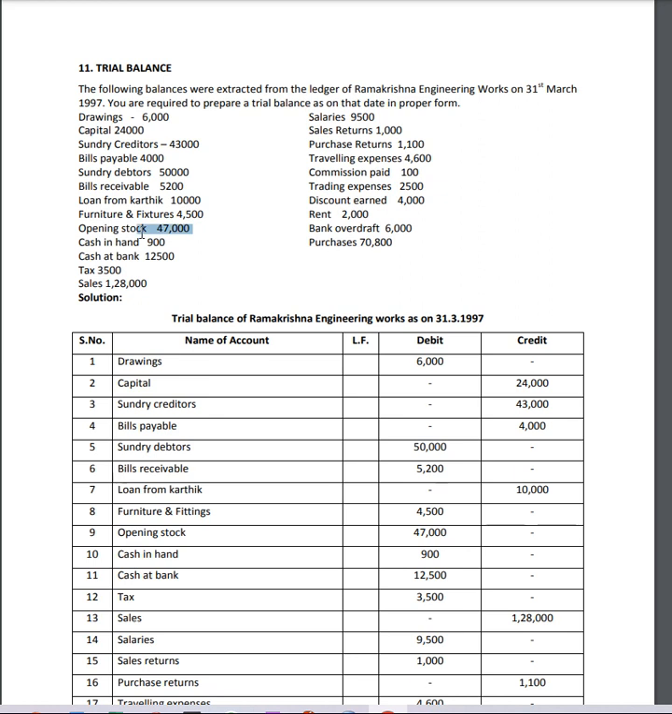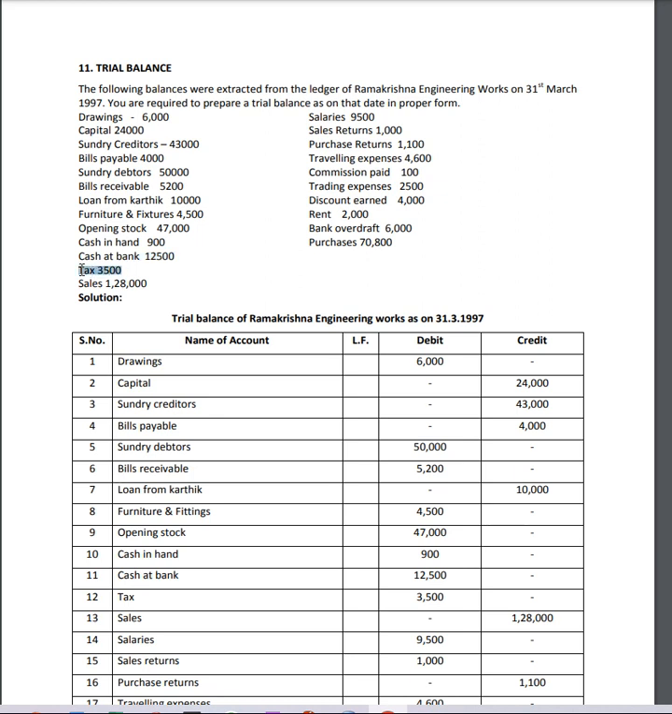Opening stock here is an asset to the business, that should be debited. Cash in hand is a current asset to the business, that should be debited. Cash at bank is again a current asset to the business, asset is debited.